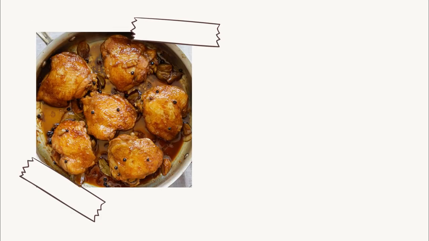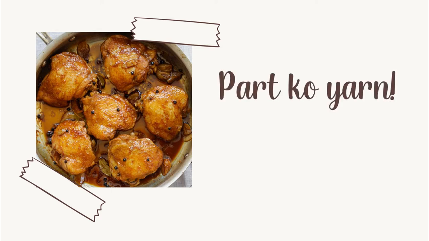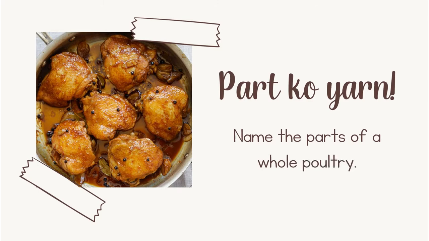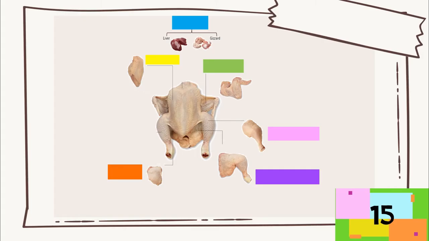For the review of the past lesson, let us have Part Ko Yarn. So what you're going to do is to name the parts of a whole poultry. You have 15 seconds to answer all the given color tags.